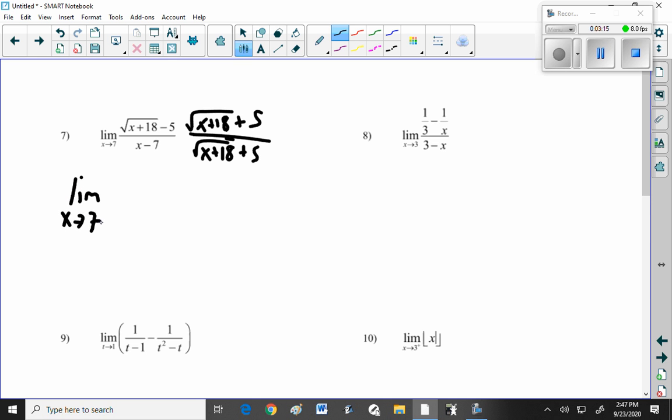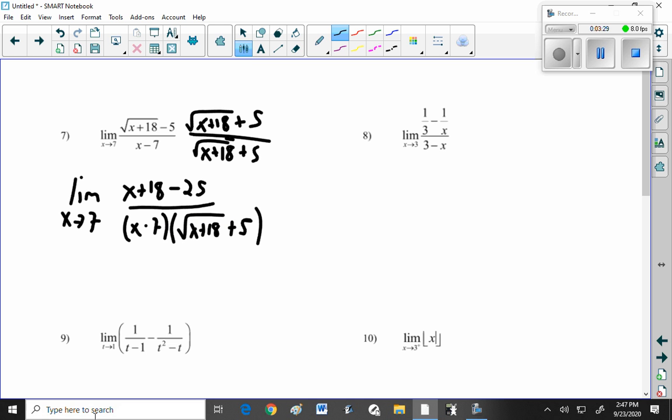Limit as x approaches 7. X plus 18 minus 25 over x minus 7 times rad x plus 18 plus 5. The numerator, when simplified, becomes x minus 7, and that's convenient because the x minus 7 will cancel with the x minus 7. That leaves the numerator as 1. And then when we evaluate the denominator, we get rad 25, which is 5, plus 5 is 10.